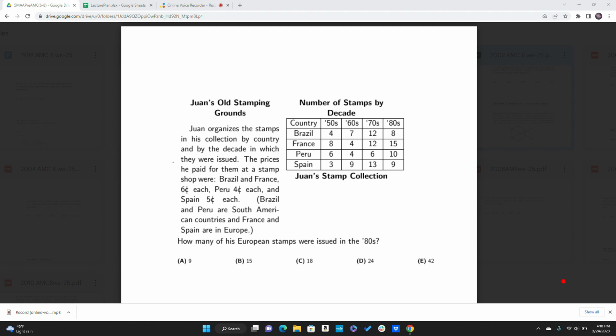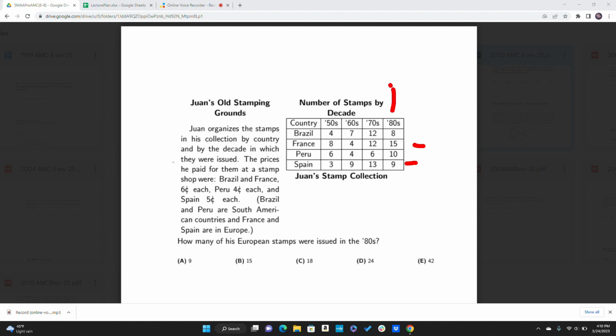Alright, we want to find out how many of his European stamps were issued in the 80s. So we see, this is something good to know, but it's helpful that they include it here. So our European countries in this case are France and Spain. These 2 countries. We want to find out how many of those stamps were issued in the 80s.